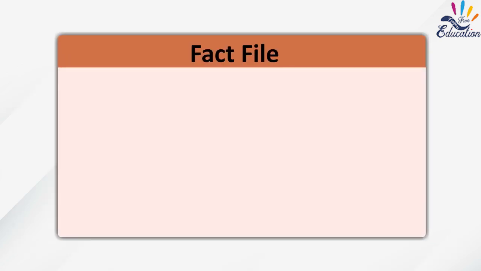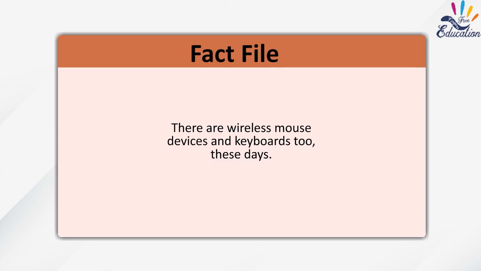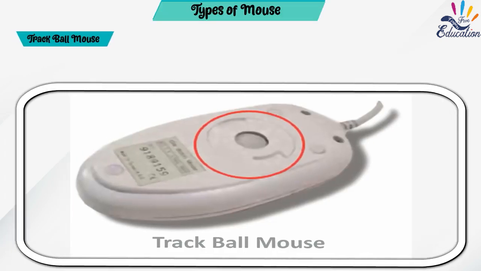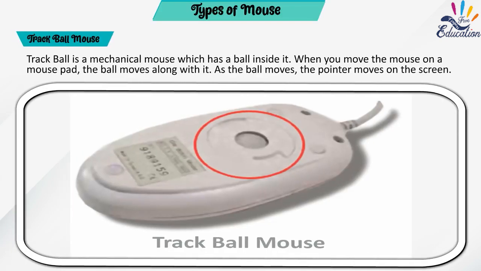There are wireless mouse devices and keyboards too these days. Types of mouse. Trackball mouse. Trackball is a mechanical mouse which has a ball inside it. When you move the mouse on a mouse pad, the ball moves along with it. As the ball moves, the pointer moves on the screen.